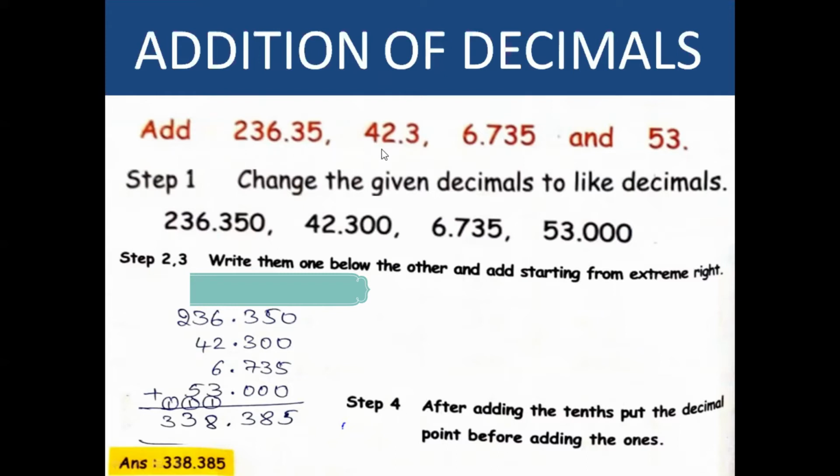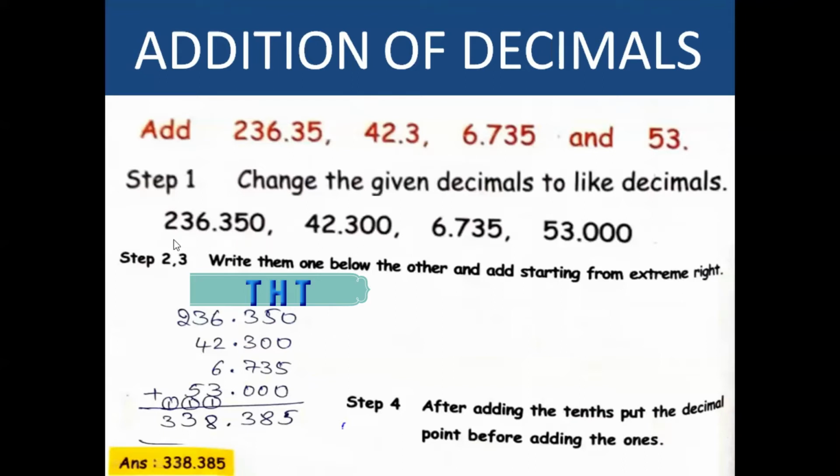236.35. It is in decimals. 42.3. 6.735 and 53. Now we have to add. Step 1. Change the given decimals to like decimals. Like decimals means the decimal place value will be the same.